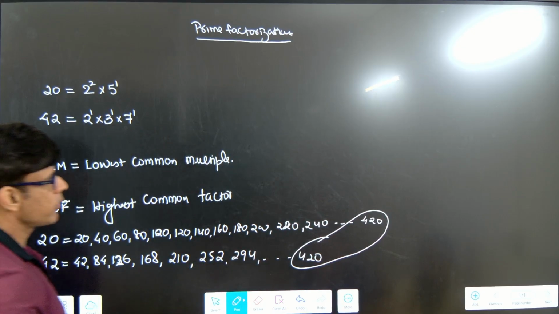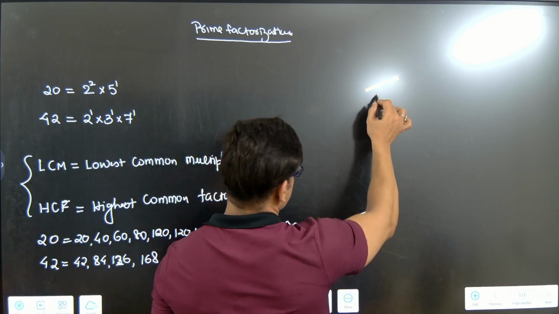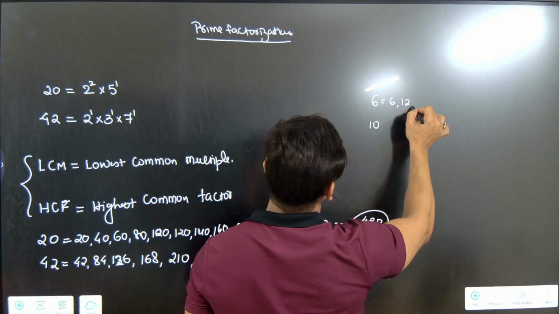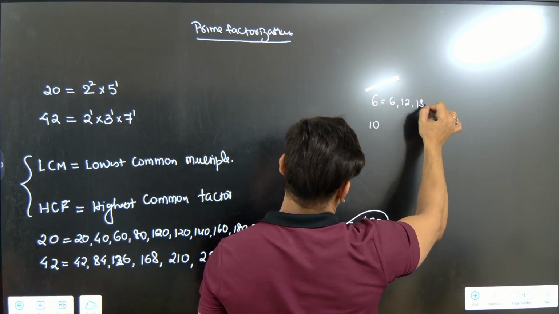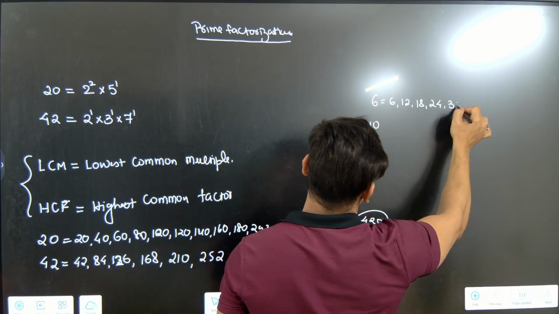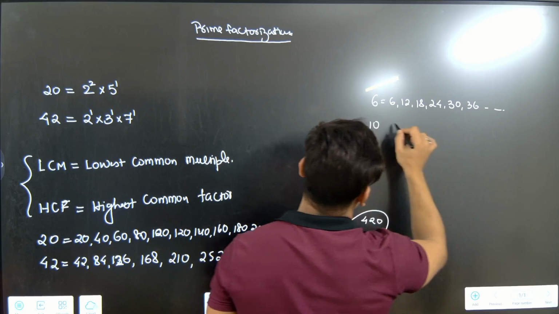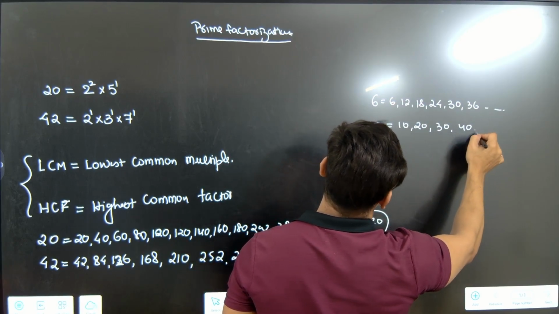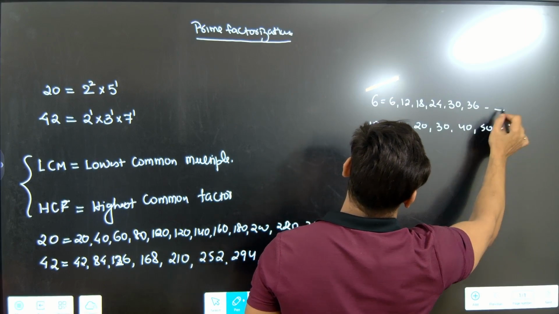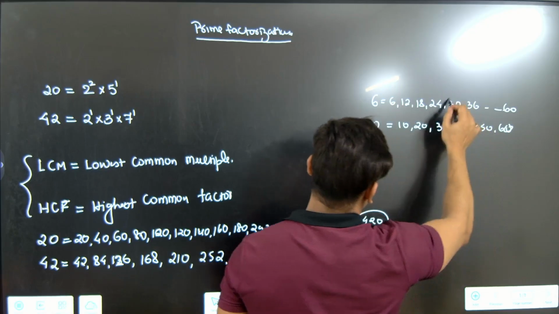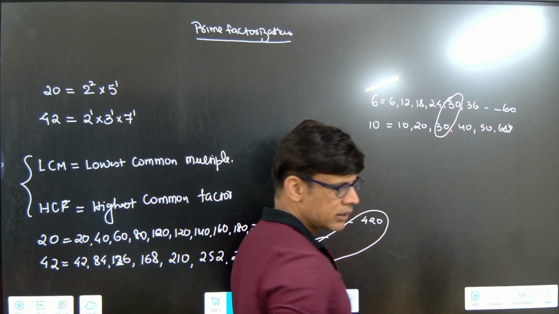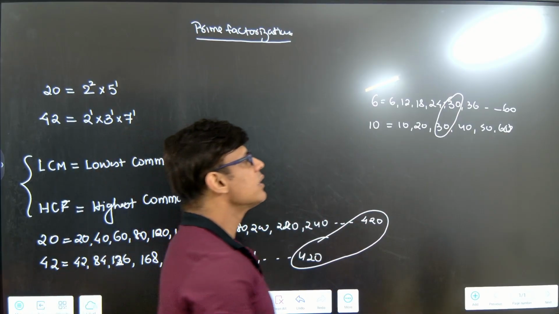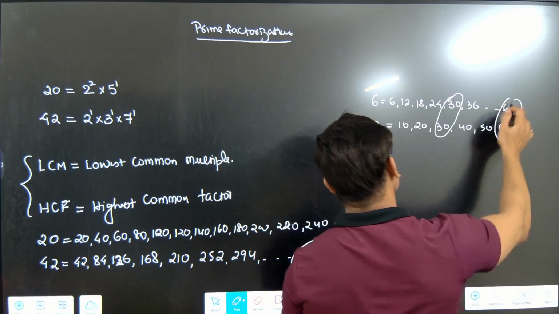If I take, let's say, small numbers, let's say 6 and 10. So it is 6, then 12, then 18, then 24, then 30, then 36, and 10, 20, 30, 40, 50, 60. यहाँ भी कहीं 60 आ जाएगा, right? But if you look at 30, it is the lowest common multiple, LCM. The second lowest common multiple is 60.